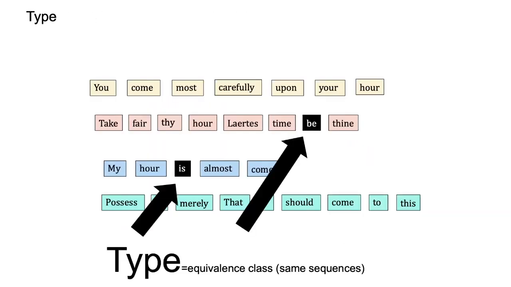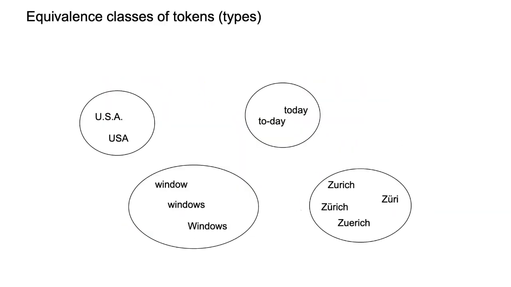Okay. Now I'm coming back to the types. The types, this is what I said here. I said it's an equivalence class. So if you look at this, probably that makes sense now, right? So if you see USA with points or without points, window, Windows, today. So 2-day is how it used to be spelled in the 19th century. This is an example of where it actually lost the dash and now it's a single word. Tomorrow also used to be in 2 words. Now Zurich in Swiss German, Zurich, the English version, you could put all of that in the same bag.